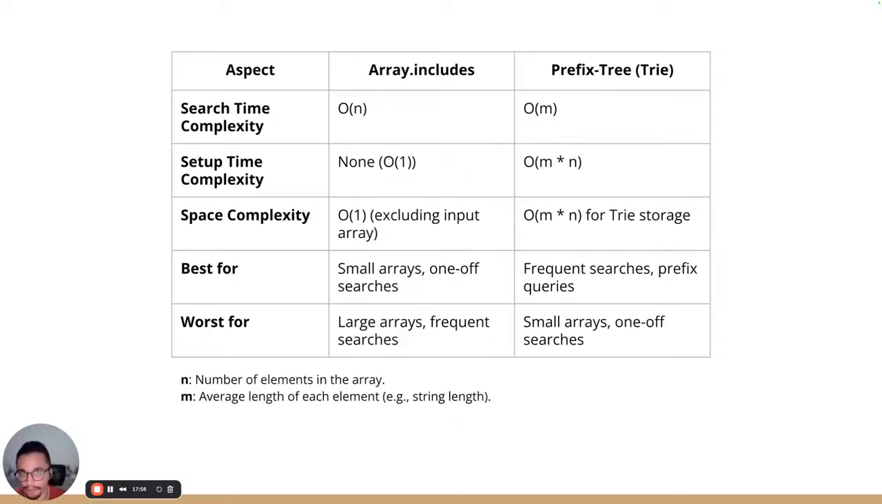Array includes is best for small arrays and one-off searches, as we saw during the examples here, and the prefix tree is best for frequent searches and prefix queries, right? And array includes is worst for large arrays and frequent searches, and the prefix tree is the opposite, worst for small arrays and one-off searches.